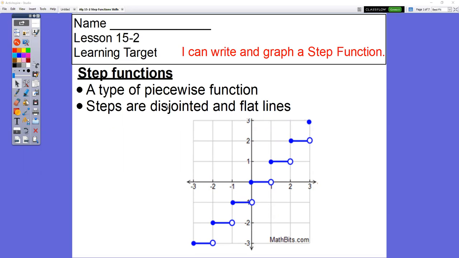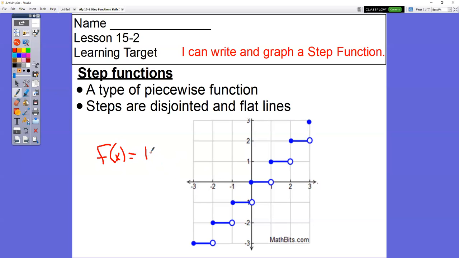But this is a type of piecewise function. The steps are disjointed. Disjointed means that they don't connect, all right? And they are all flat lines, all right? When we go to graph things today, and there are a couple of people on yesterday's homework, when we have an equation like f of x equals, I'll use 1, all right? When it doesn't have an x, remember that's a straight horizontal line that goes straight across. That's the type of thing that you're going to be having here.